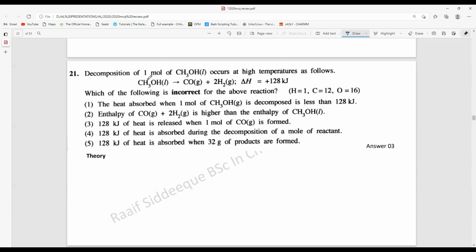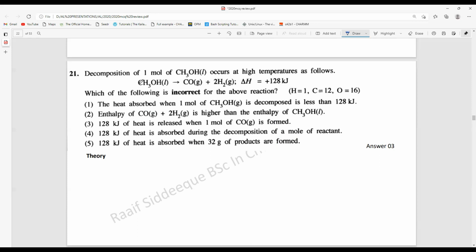So here this is liquid methanol. So liquid methanol when converted to carbon monoxide and 2H2, okay, it gives 128. Not gives, actually, it absorbs 128. Now think about gas. Okay, gas. Methanol gas breaking down to CO gas and 2H2.